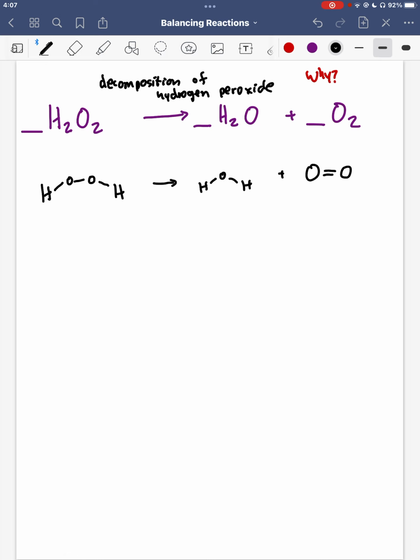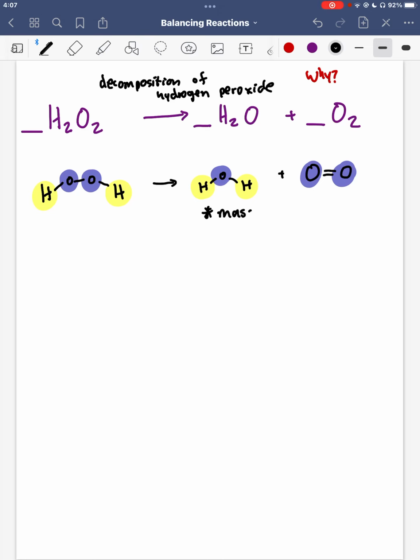All right, so if I take a look at my reaction, I see I have two hydrogen atoms in my reactants, and those form two hydrogen atoms in my products. However, I see with oxygen, I have two oxygen atoms in my reactants, and one, two, three oxygen atoms in my products. Well, what's the problem with that?